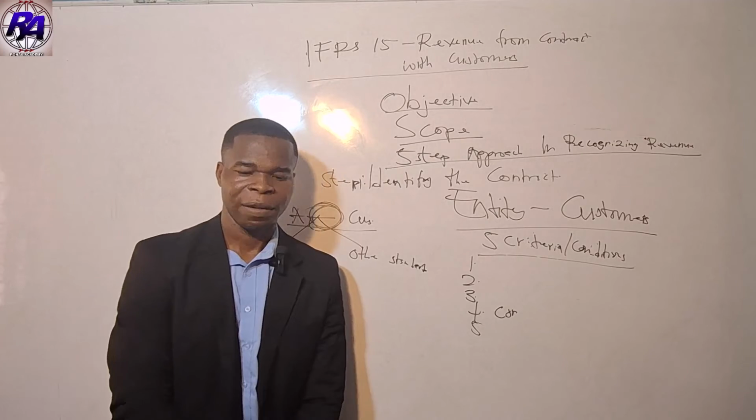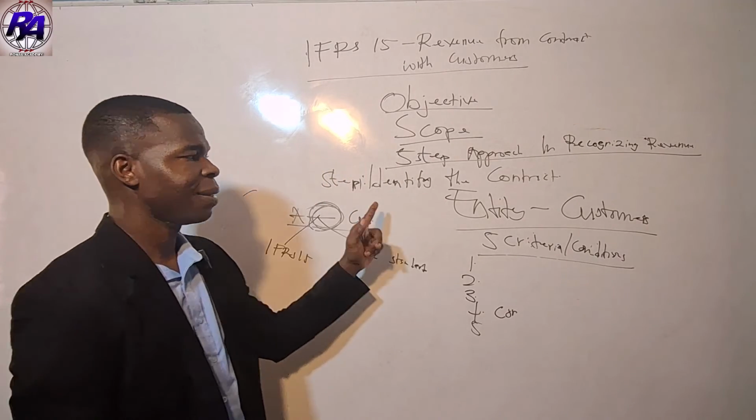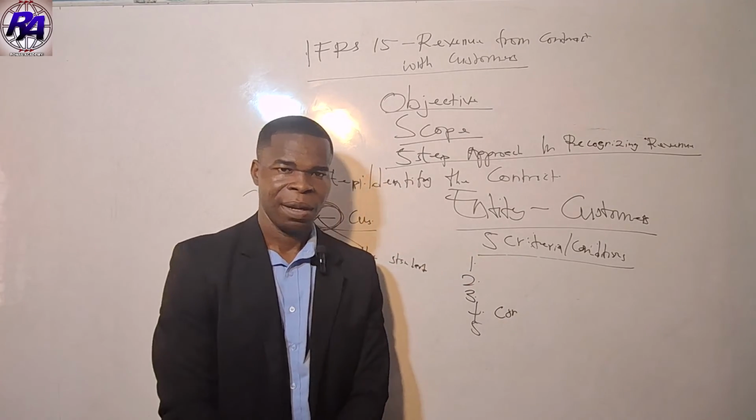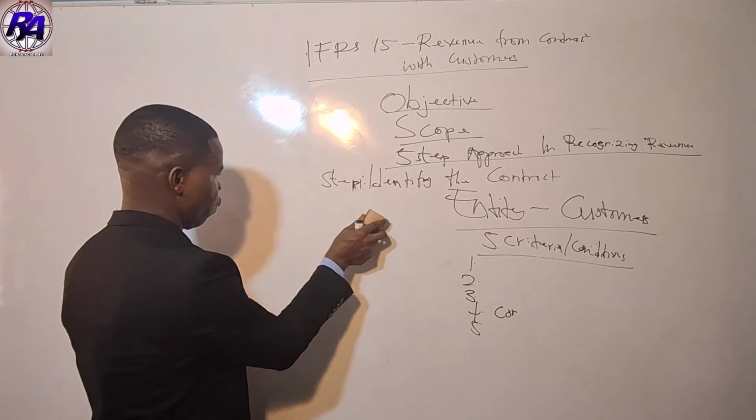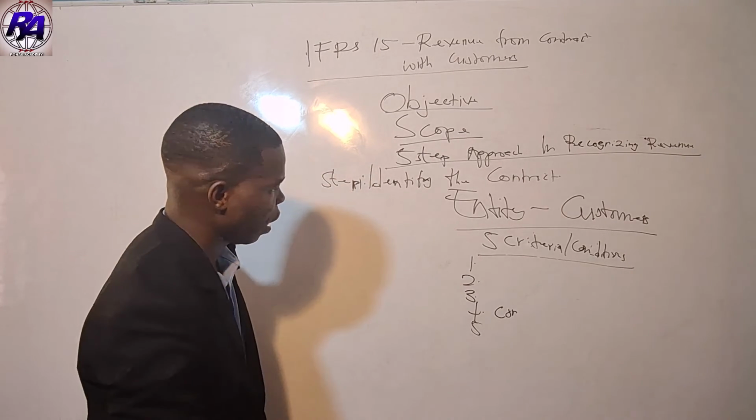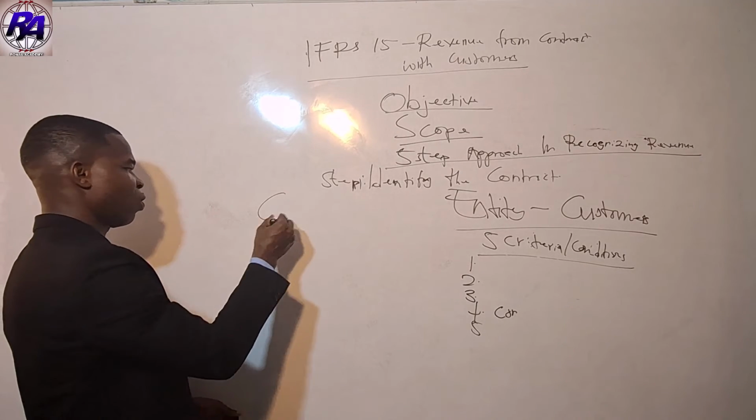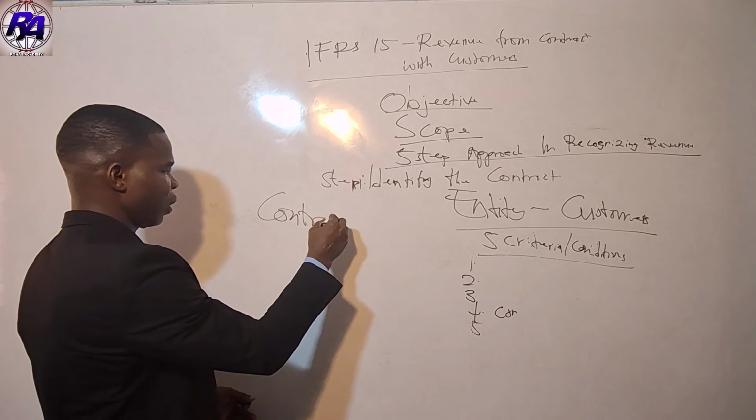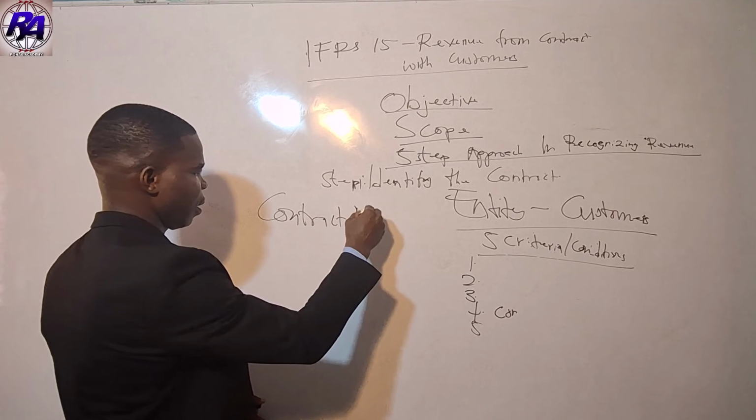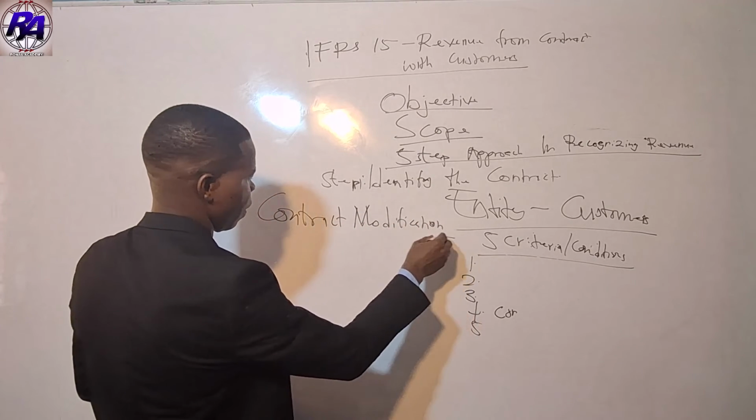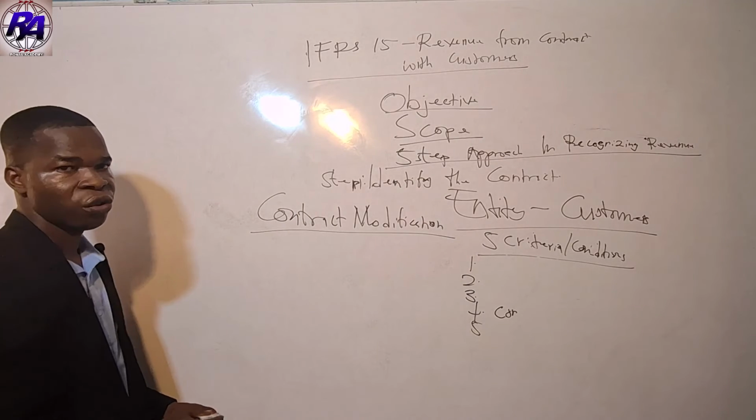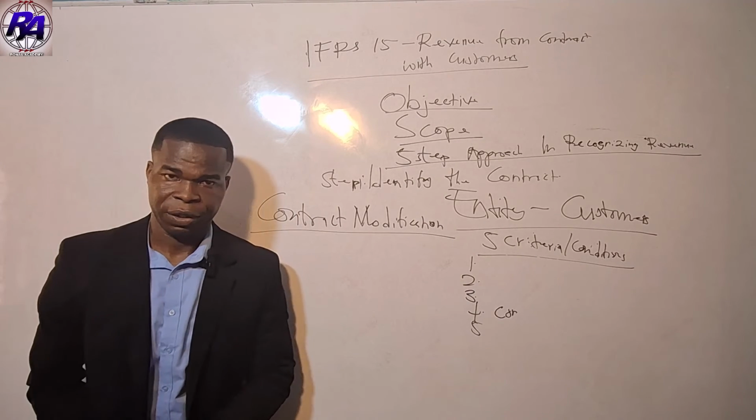Now let's look at the last thing under step one, then we go to step number 2. The last thing under step 1 is what we call contract modification.